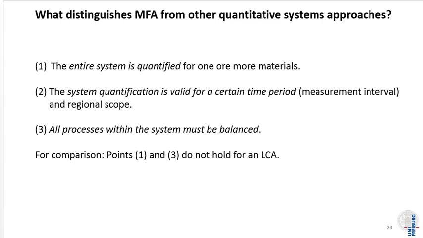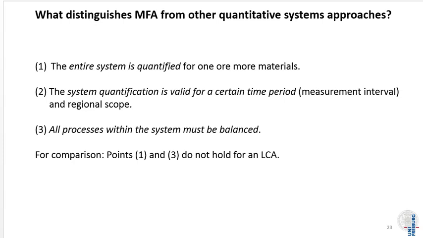The system quantification that we write down is valid or measured for a certain time period only. So we say we have measured flows in 2014, so our quantification of the system is valid for this 1 year only. And also we always have a regional scope, so we can say these quantifications apply to this certain country or this certain region. And we always enforce the mass balance or energy balance on all processes within the system.